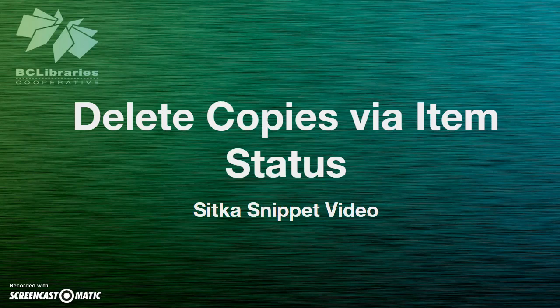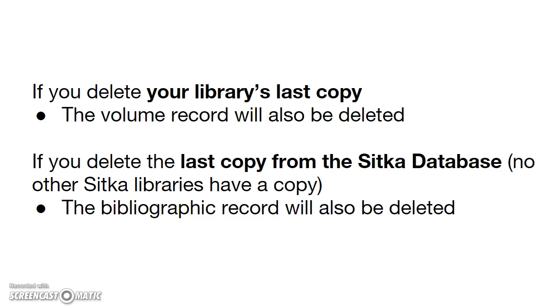This short video will show you how to delete copies via the Item Status interface in Sitka Evergreen. If you delete your library's last copy, the volume record will be deleted together with the copy. If this is also the last copy for the title, no other Sitka libraries have a copy, the bibliographic record will be deleted as well.